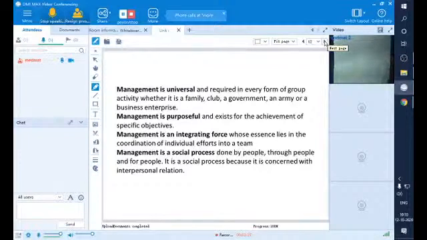Then management is purposeful and exists for the achievement of specific objectives, because every entrepreneur wants to earn profit only. So they are setting our objectives based on various factors. Is it right? So management is purposeful. Then management is an integrating force whose essence lies in the coordination of individual efforts into a team.